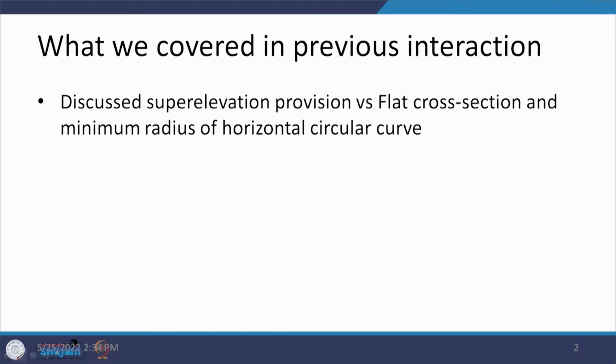Dear students, we are back to the class of geometric design. We have been discussing the alignment design, and in the previous interaction, we talked about the conditions where we have provided a flat cross section on a circular curve, and then we tried to see what is going to be the controlling speed wherein the skidding or overtaking may take place at that particular location.